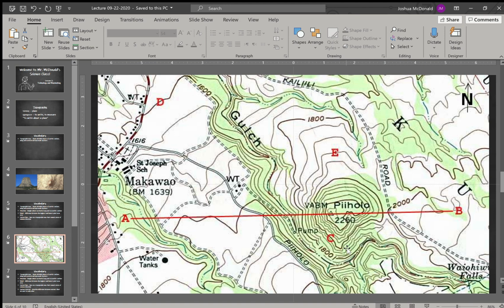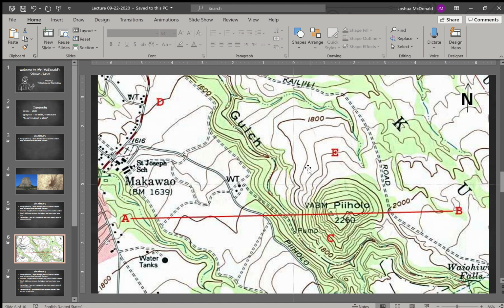So you notice that the elevation is not written on every single contour line. You've got it written on some, but then you have others where you don't really see anything. So these darker contour lines, where you see the elevation written, are called index contours. So then we have this here, 1800, that's our index contour, and then you have this one here that says 2260, that's another one.